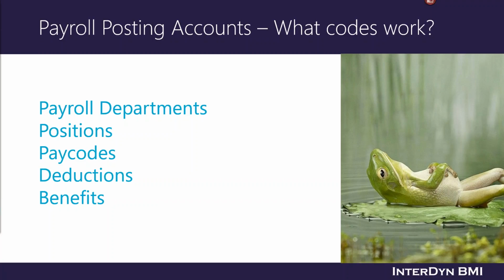And if you do have the codes on the HR side for benefits and deductions, those also will trigger these rows to be created when you get to the payroll side. So you want to be sure that you are actually going through the payroll side when you're setting up codes. So we'll look like this frog laying here on a lily pad, and we'll be on easy street when we're using the payroll posting accounts to help us with that.